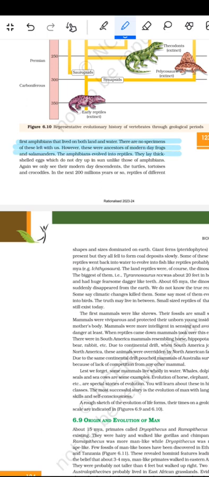The amphibians evolved into the reptiles. They lay thick-shelled eggs which do not dry up in the sun, unlike those of the amphibians. Again, we only see their modern day descendants, the turtles, tortoises, and crocodiles.